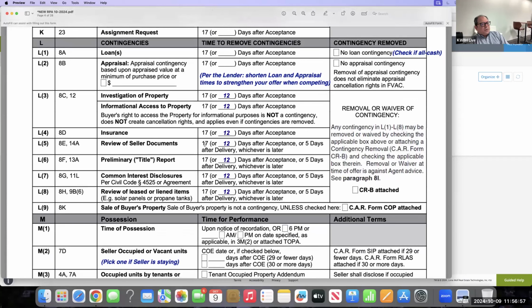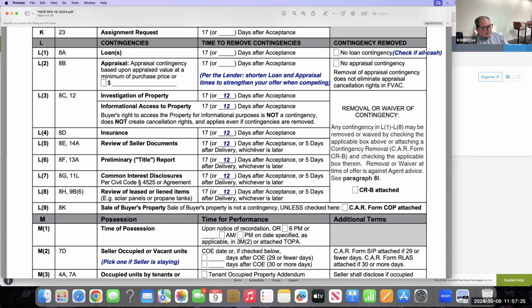So by default, we have 17 days to review disclosures, or we're shortening to 12 days after acceptance, or 5 days after delivery, whichever is later. So we need to think about this for a second. Let's say we have an accepted offer today and we get disclosures on Friday. How long do we have to review them?